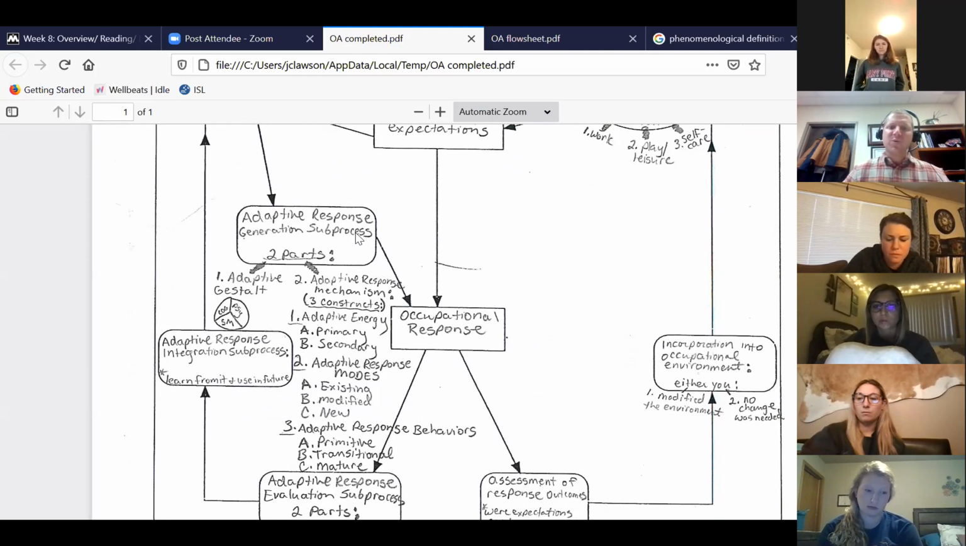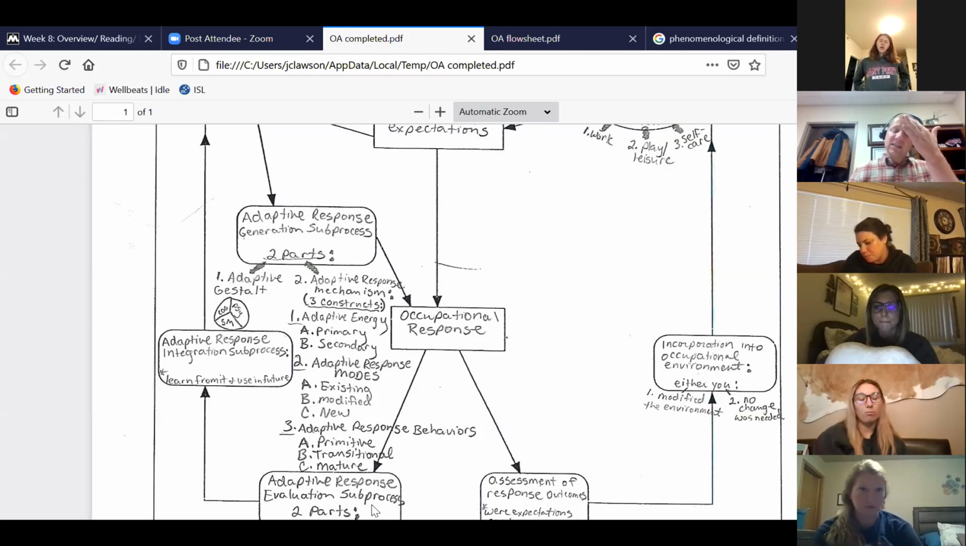We can't have you get dressed like you used to get dressed because of your hip, right? Let's try it this way. And so that's where the OT is really providing their interventions and then determining how they're responding and taking them through these adaptive responses, and then facilitating and asking the client, how'd you do with that? How did that feel? Are you satisfied with that?